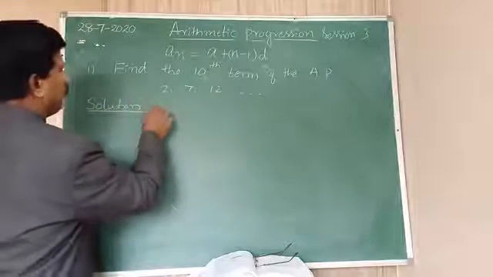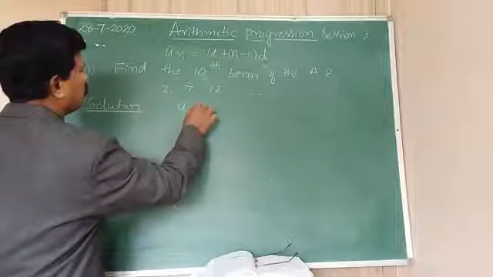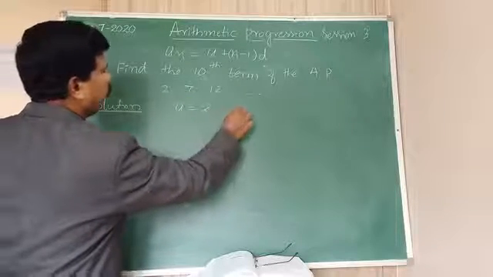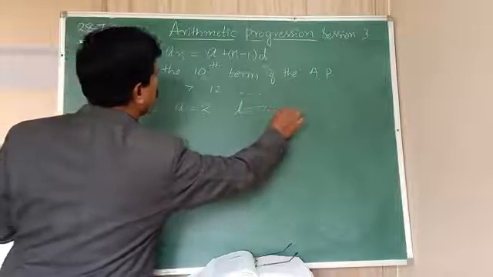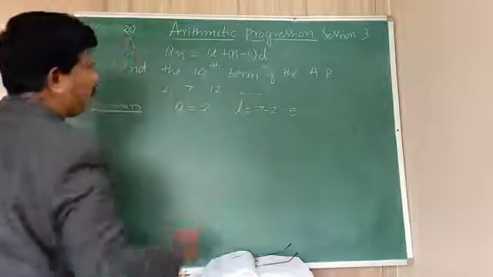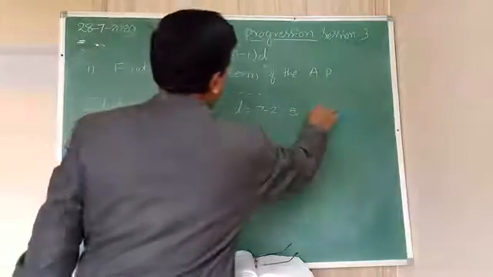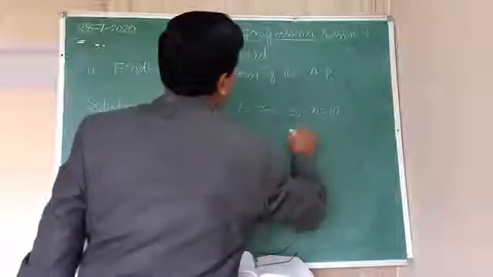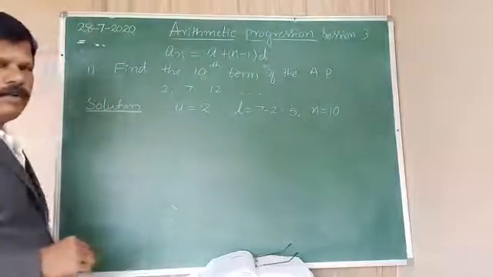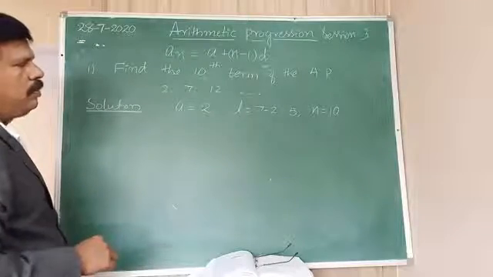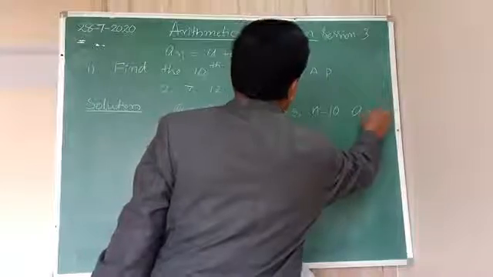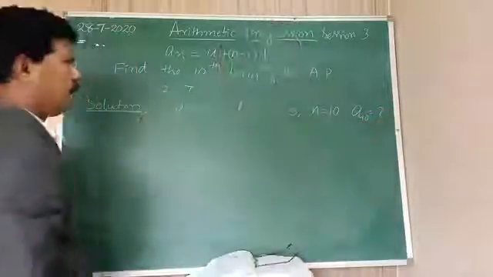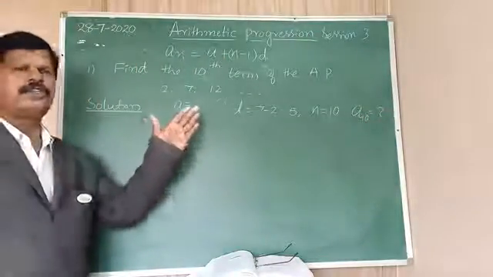So solution, first you write down A value, then D value. D is what? 7 minus 2 is 5. Then N value. How many terms? Which term we want to find out? 10th term we want to find out. So A10 equals question mark. So this is the first thing you should do.